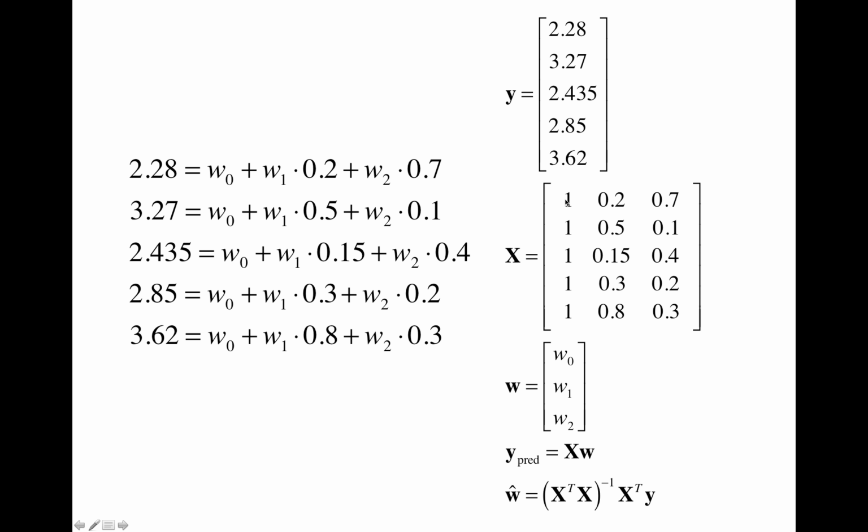5 different runs. Every run is 1 row of x multiplied by 1 column of w. So it's 1 multiplied by w0, 0.2 multiplied by w1, 0.7 multiplied by w2, and then you add those 3 products together, and you get 1 output. You do this kind of thing 5 times, and you get 5 outputs. That's going to correspond to the numbers in this y pred.